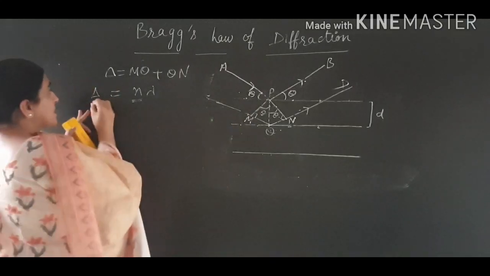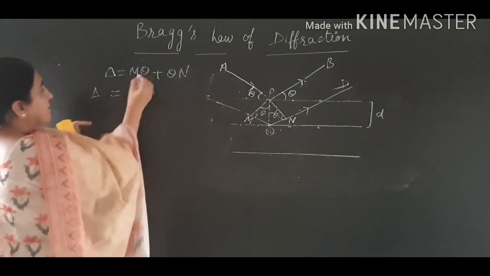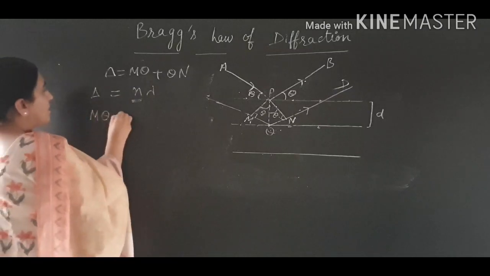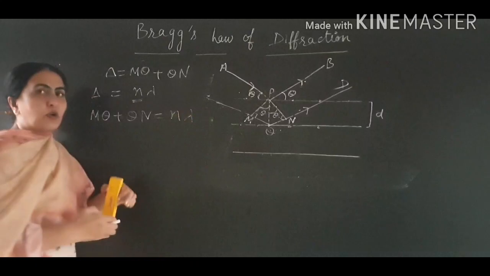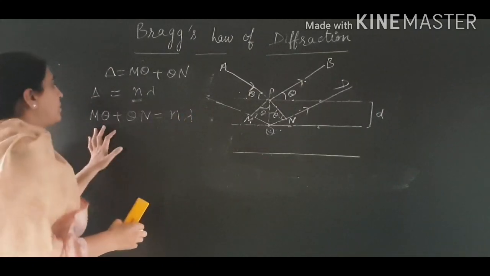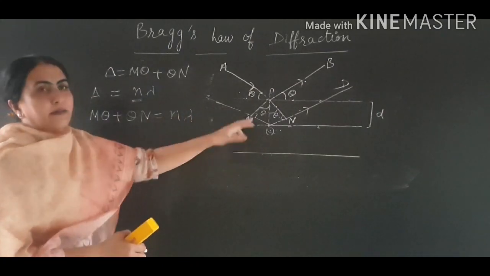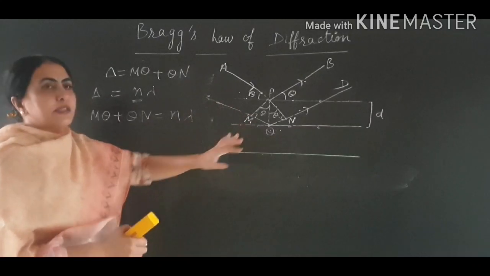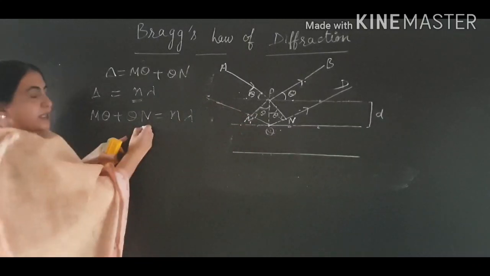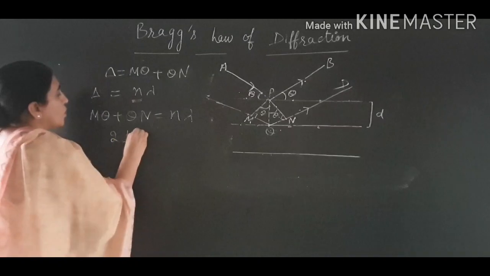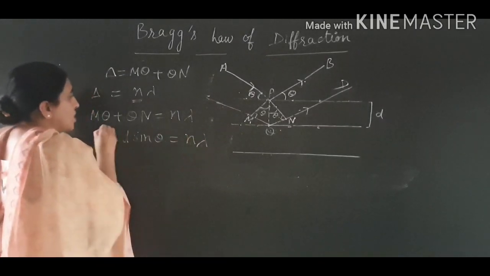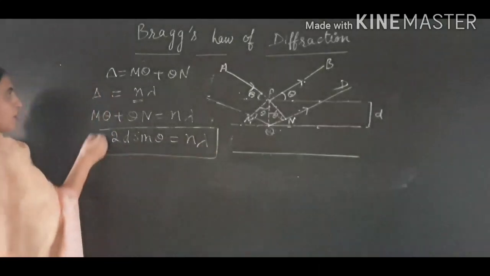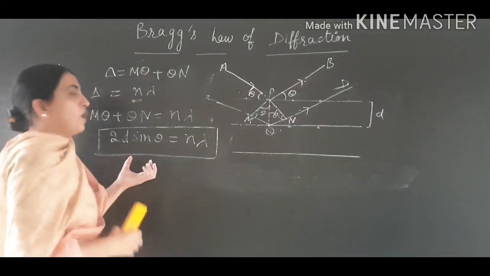Clear? So this is equal to n lambda, and we know the path difference is equal to MQ plus QN, which is equal to n lambda. We have already done this: MQ is equal to d sin theta, plus d sin theta, that is 2d sin theta, which is equal to n lambda. So this is Bragg's law of diffraction. Clear?